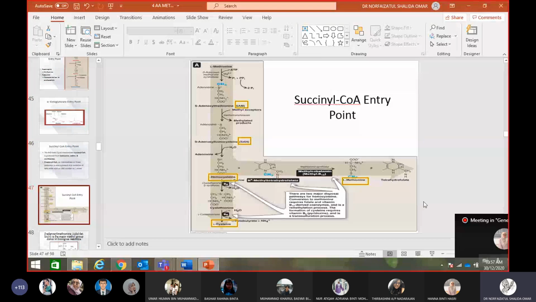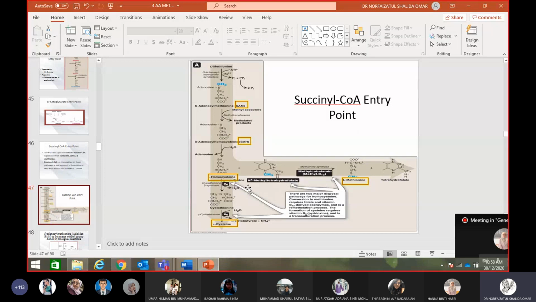I hope you can see this. Well, you have your own slides, right? So this folic acid here, methylcobalamin, and also this cysteine, say B6, B12, and B6. Okay, so this reaction requires vitamin B12 and B6 or the folic acid. So without these cofactors, this reaction cannot occur.